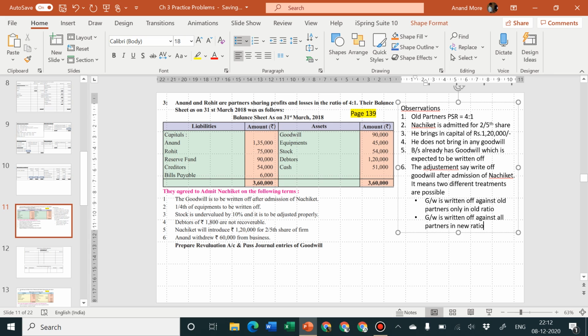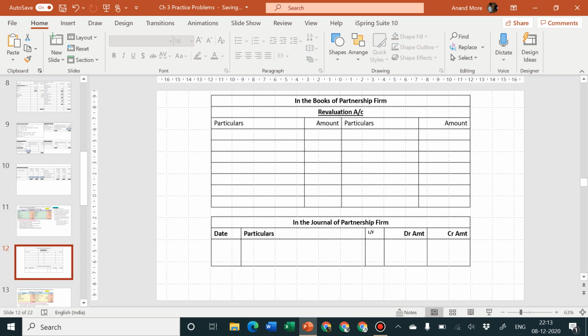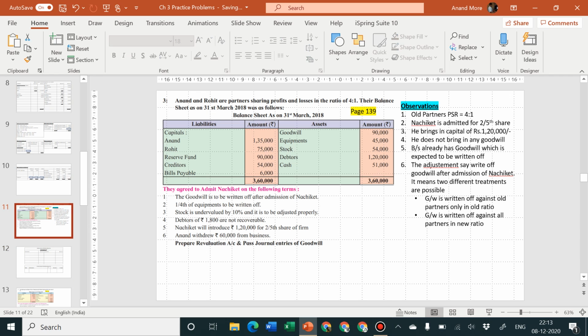Okay, now the government textbook has considered the first treatment. They have not considered the second treatment. So I am first of all solving the problem by government textbook logic, ignoring the word after in after admission of Nachiket. I am just considering it is to be written off against old partners in old ratio. Based on that, we have drawn these two different accounts. First one, revaluation account. Second one is the journal, not an account. It's a journal in the books of partnership firm. So you may write in the books of partnership firm, or you may also write in the books of Anand, Rohit and Nachiket. Both the things are okay.